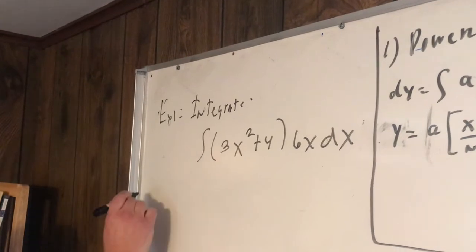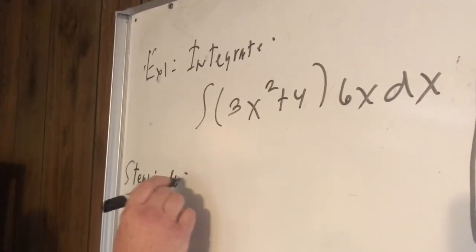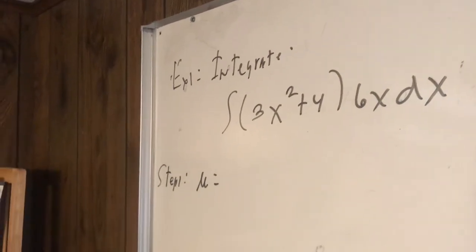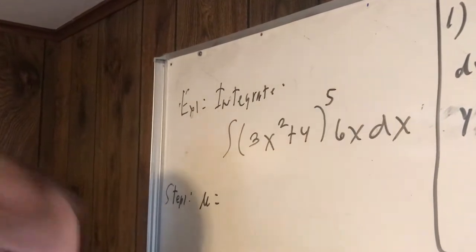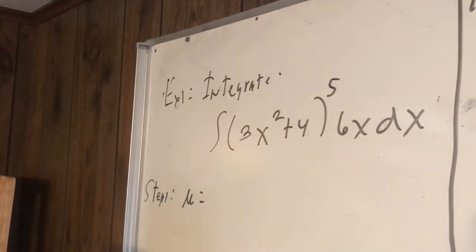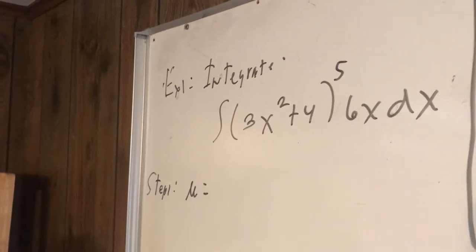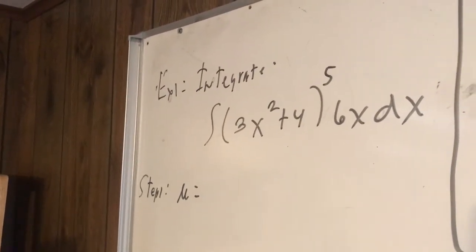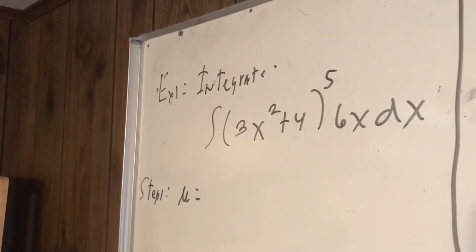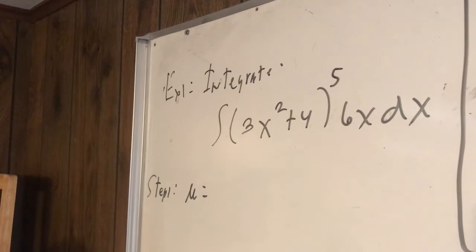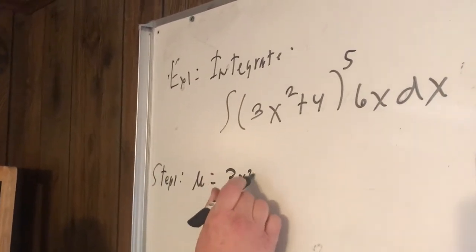Okay, so step 1. I'm going to let u equal, oh, this is a power, I'm sorry. This is to the 5th power. Otherwise, you could just distribute this 6x and do each separately, then use the power rule. But the fifth power makes this, unless you wanted to expand this using a binomial expansion to the fifth power, you would let u equal 3x squared plus 4.